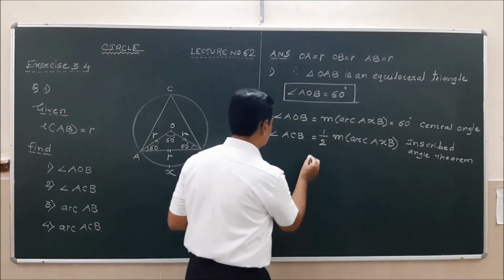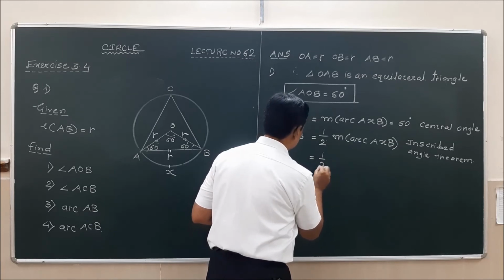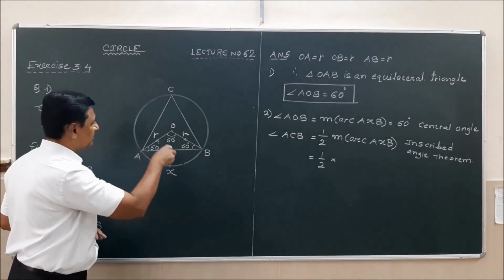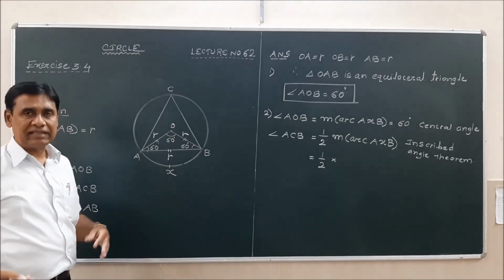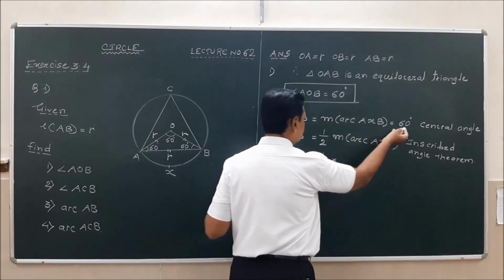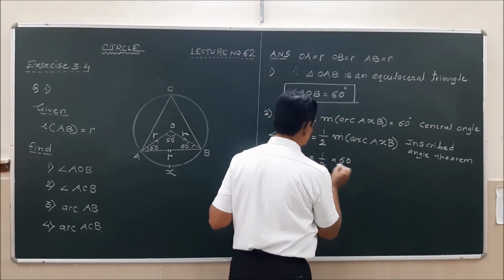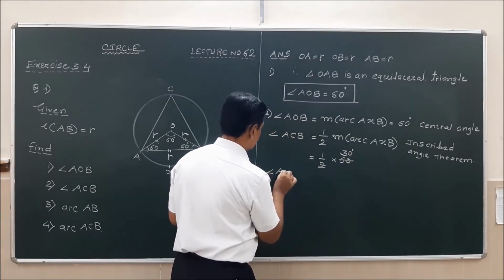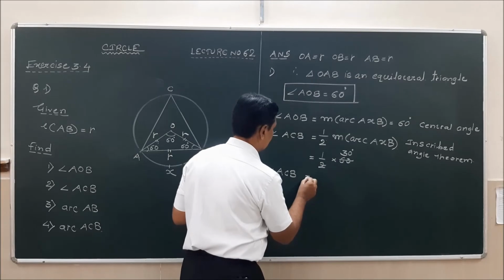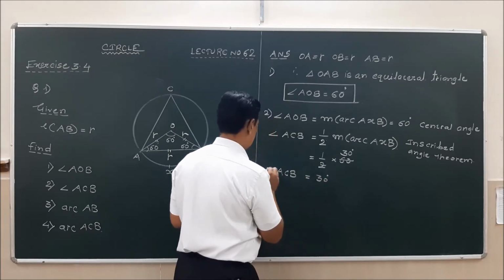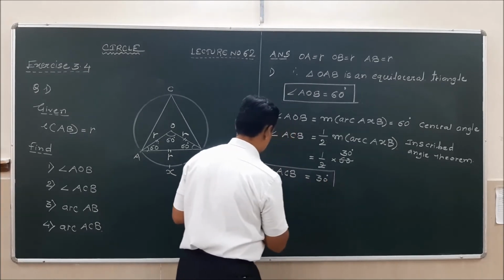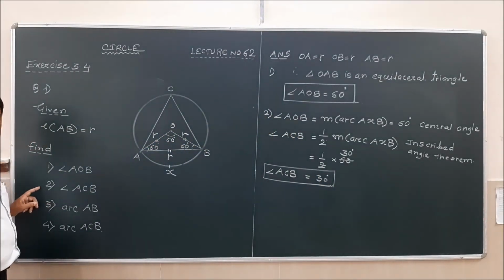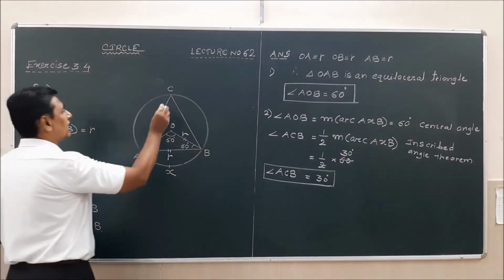Then this is equal to half as it is. But we know the measure of AXB. We know the measure of AXB is the same as that of angle AOB, and that is equal to 60. Please look here. So angle ACB is equal to 30 degrees. This is our answer to the second question. What is angle ACB? We got it as 30.